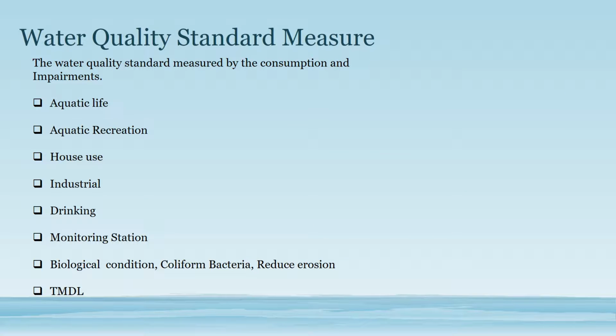And the water quality standard means: for what kind of purpose is the water coming from the Redeyes River watershed used? Is it used only for industrial, only for the communities, or for the household? But the water coming from the Redeyes River watershed is used for all purposes: industrial, drinking, monitoring, household, aquatic, and recreation.